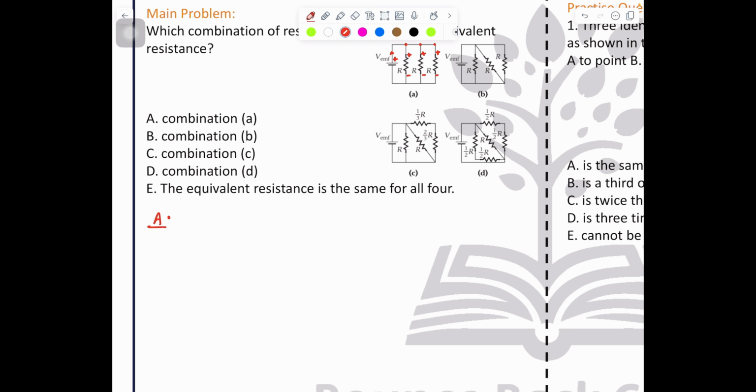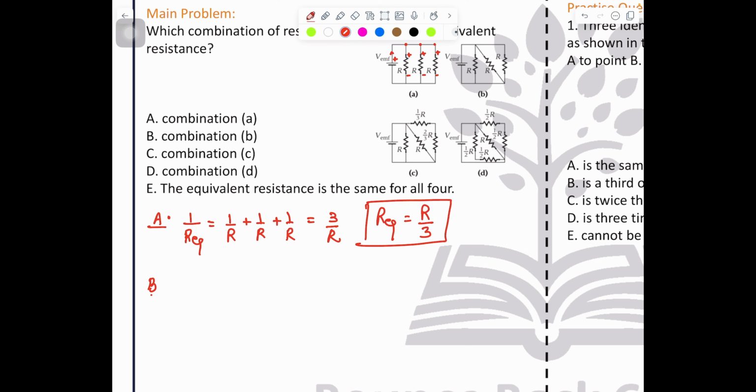Case A, 1 over R equivalent is equal to 1 over R plus 1 over R plus 1 over R. So this becomes 3 over R. So what is R equivalent? Flip the numbers. R divided by 3. This is the first value. Okay, B case.